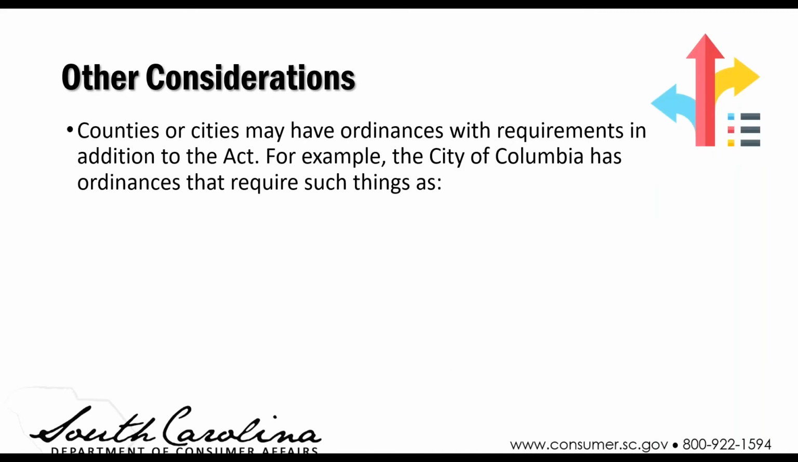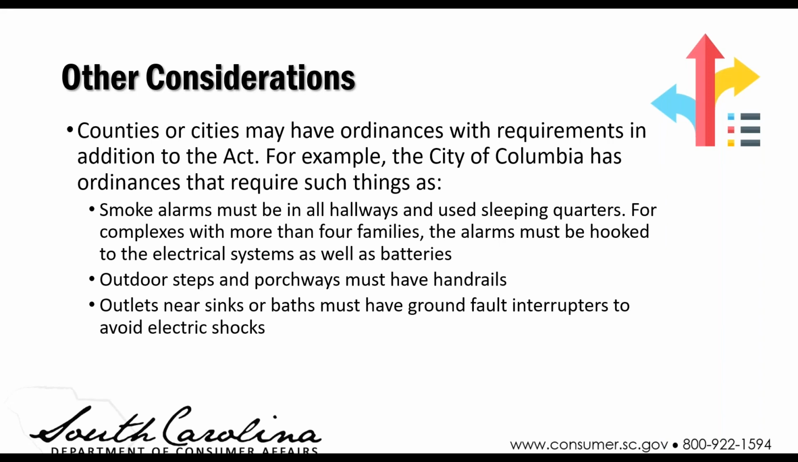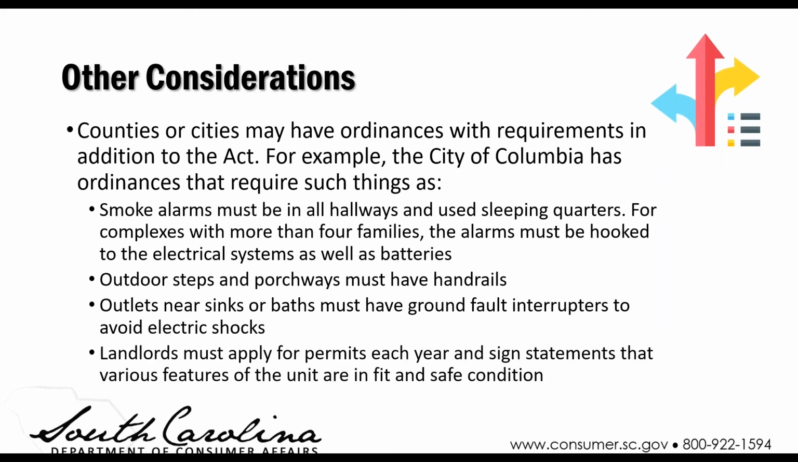Other considerations. Counties or cities may have ordinances with requirements in addition to the Act. For example, the City of Columbia has ordinances that require such things as smoke alarms must be in all hallways and used sleeping quarters. For complexes with more than 4 families, the alarms must be hooked to the electrical systems as well as the batteries. Outdoor steps and porchways must have handrails. Outlets near sinks or baths must have ground fault interrupters to avoid electric shocks. Landlords must apply for permits each year and sign statements that various features of the unit are in fit and safe condition.